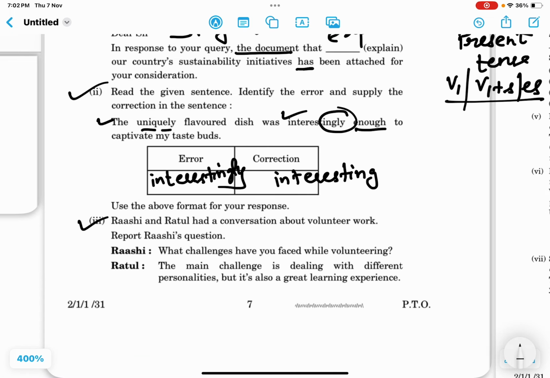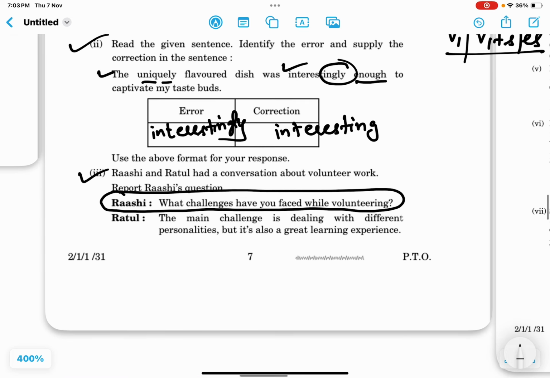Third question. Rashi and Ratul had a conversation about a volunteer work. Report Rashi's question. That means you are to change this part into indirect speech. So this is a question: What challenges have you faced while volunteering? So Rashi, this is a question, so asked. Said to will change into asked Ratul.